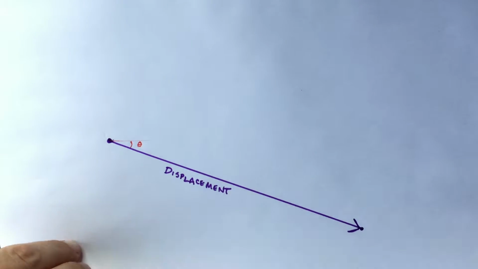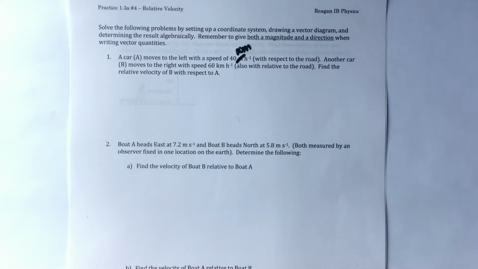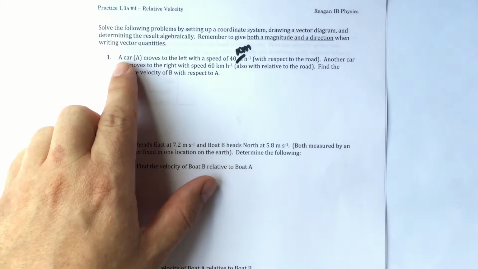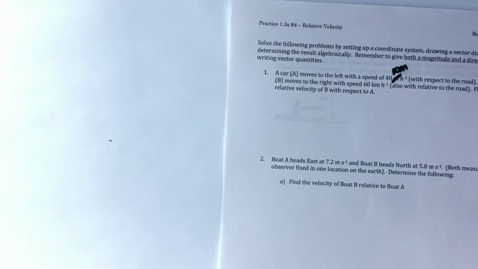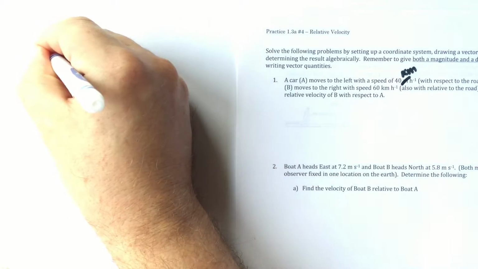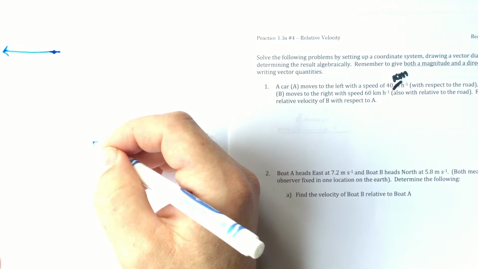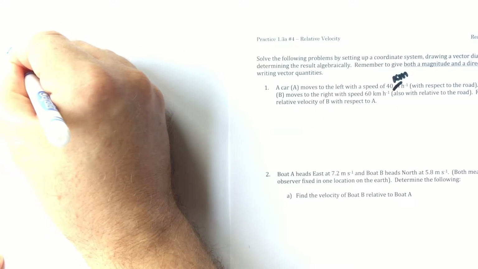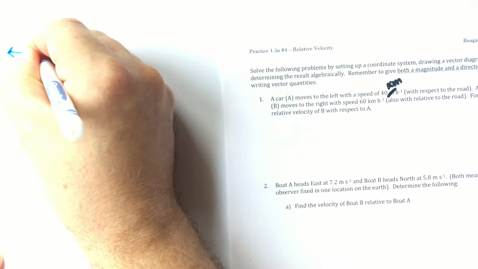All right, so we can use vectors to talk about displacements, but in practice 1.3a, we're using vectors to talk about velocities. So let's jump in here. Problem 1 says a car A moves to the left with a speed of 40 kilometers per hour. So I'm just going to represent that. This is A, it's to the left. It's 40 kilometers per hour. And this is the velocity of car A, right?